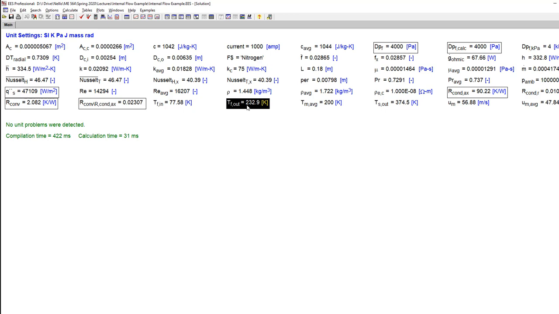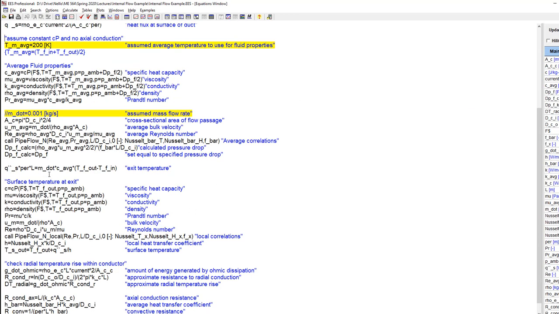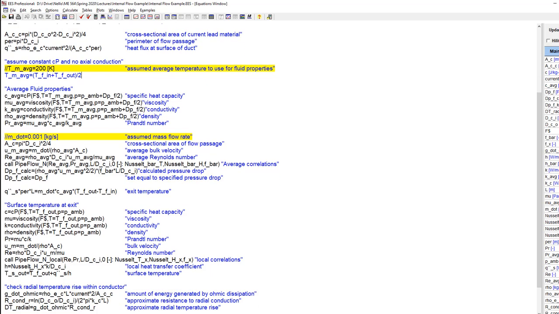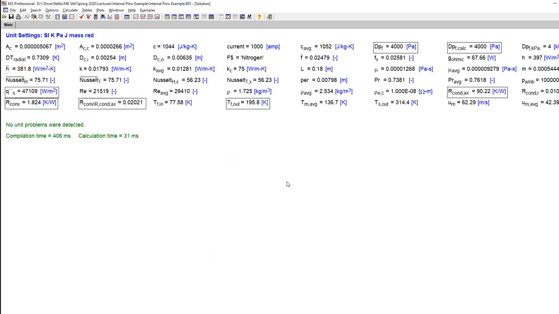So now is the time where I can go back up here and instead of just guessing what the average temperature is, I can use the right average temperature, right? So the average temperature is the inlet temperature plus the outlet temperature divided by 2. Of course, doing this is going to change everything. So I just updated my guesses so that hopefully this will converge, and it does. And it actually changes things a little bit. My outlet temperature is about 195.8, right?